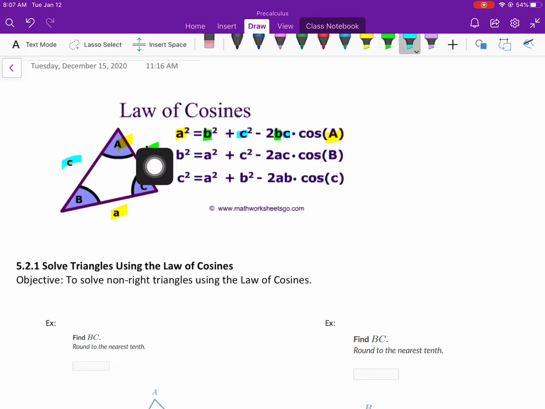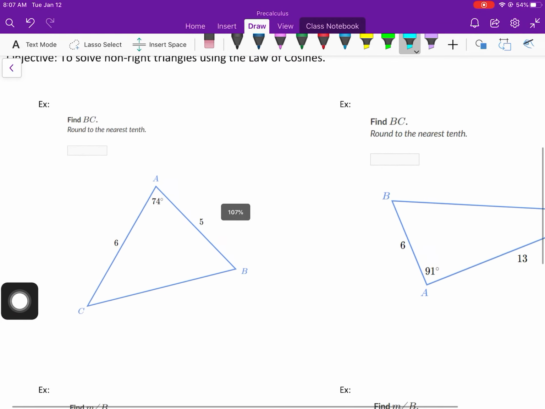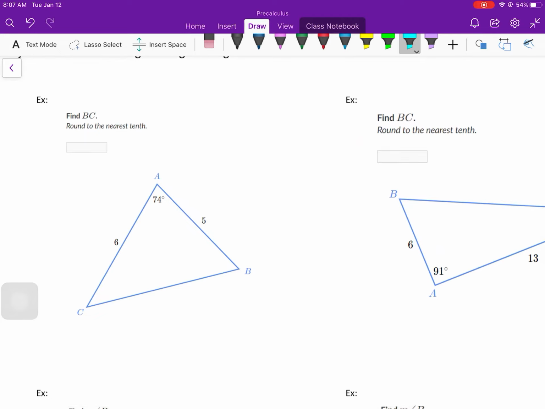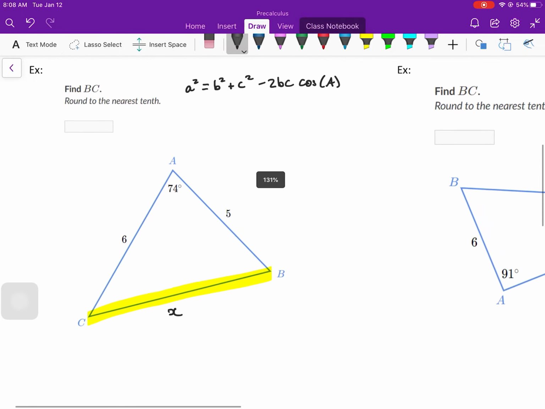And you can see that b and c are going to be those two sides that are included by angle A. So if we want to find that missing side, we need to find the side BC, and I'll call that x. So using that formula, remember it's a squared equals b squared, let's see if I can do this right from memory, plus c squared minus 2bc cosine of A. Let's see if I did that right. I think I did.